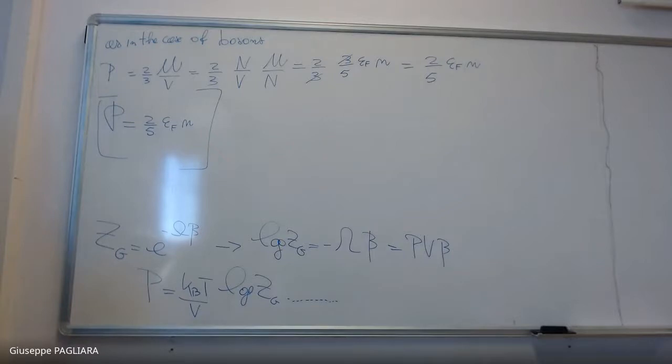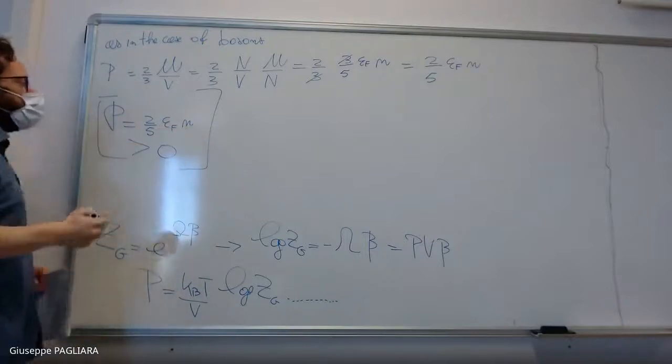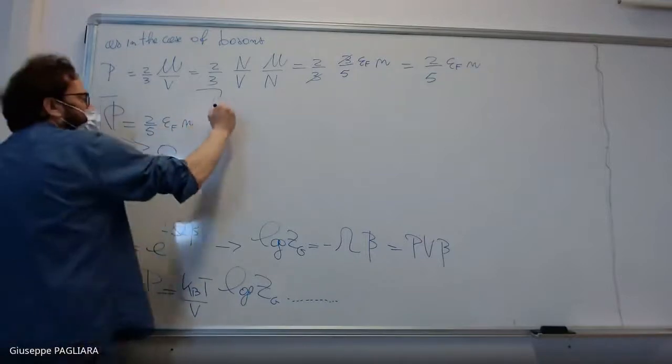In the case of bosons, we know that at T equals 0, all the particles are in the ground state, and for the ground state there is no contribution to the pressure. So the pressure will be equal to 0, also in the case of bosons. Whereas here, we are at T equals 0, and we find that the pressure is strictly positive. And what is this pressure? It is the Fermi pressure.